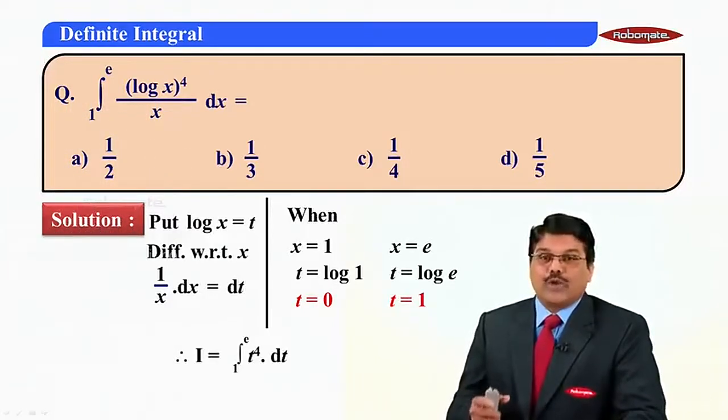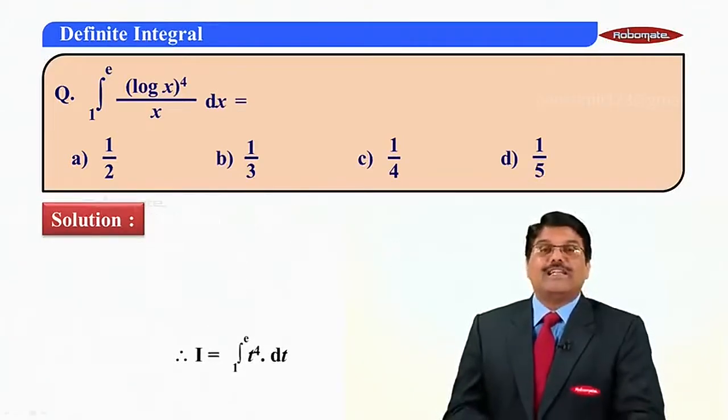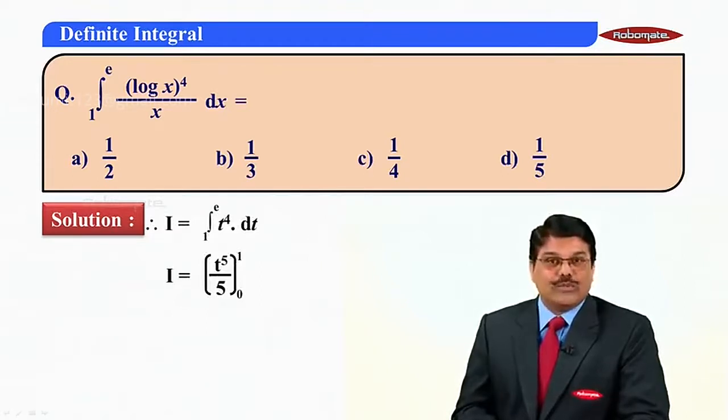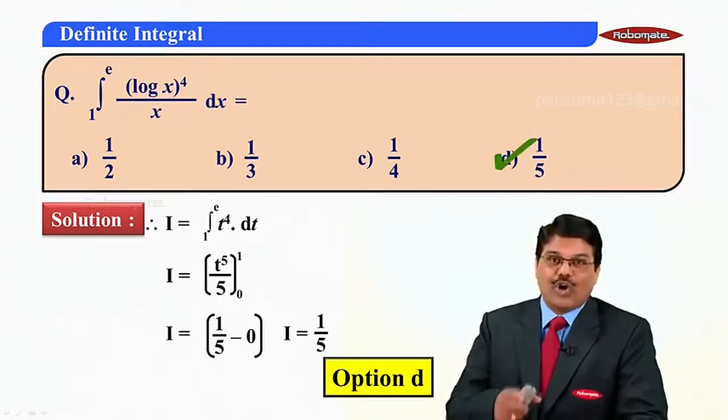So integral goes from 0 to 1 of t raised to 4 with respect to dt. And what is the integration of t raised to 4? That is t raised to 5 upon 5. Goes from 0 to 1. Substitute the upper limit and lower limit. We'll get 1 by 5 minus 0. So the final answer is 1 by 5. And that is your option D.